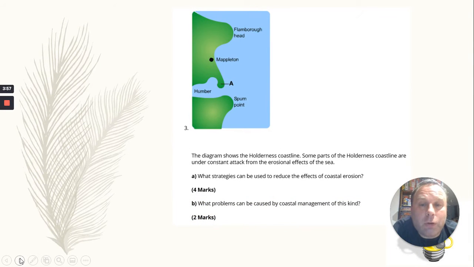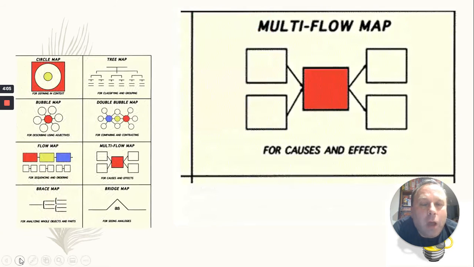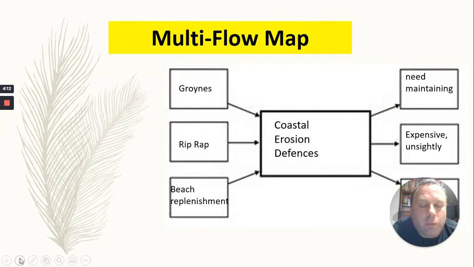Geography question now. We're going to look at coastal erosion. The question says, what strategies can we use to reduce the effects of coastal erosion, and what problems might come out of that? If we've got this sort of cause and effect thing, this multi-flow map is specifically designed for that. In the centre we've got our coastal erosion defences, and the things we can do in order to fight that, and then some of the problems that are the result of using these particular techniques.